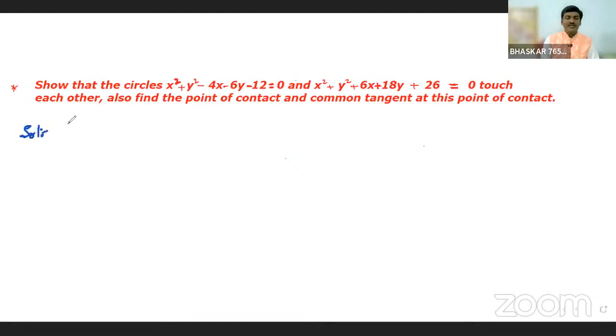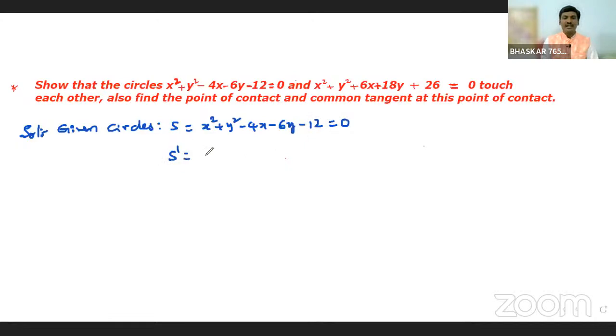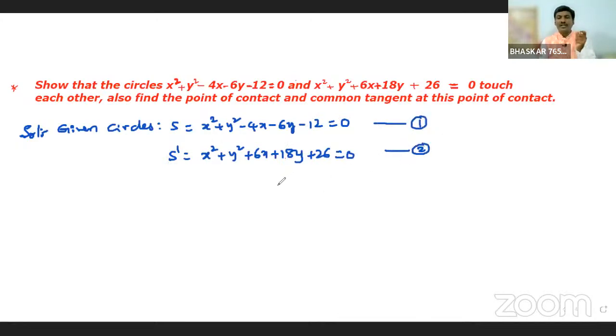First write the given circles. First circle S is x square plus y square minus 4x minus 6y minus 12 is equal to 0. And the second circle S dash is x square plus y square plus 6x plus 18y plus 26 is equal to 0. Equation number 1, equation number 2. Now we have to prove that they touch each other, so one is touching the other.